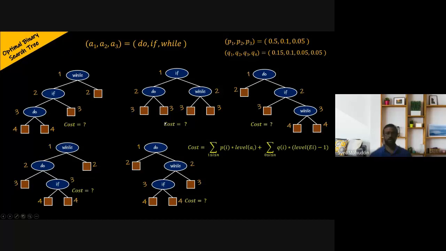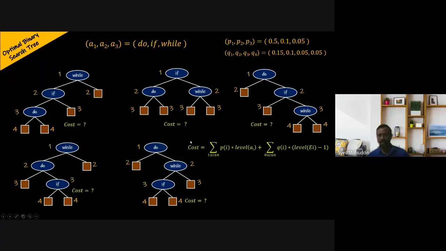Now, the same scenario we have, but with different probabilities. P1, P2, P3 are 0.15, 0.1 and 0.05 for the successful search for the 3 elements, do, if and while. And the probabilities for the unsuccessful search for the external nodes, Q1, Q2 till Q4, are 0.15, 0.1, 0.05, 0.05. You can see it's the same 3 elements and the same number of binary search trees, but the probabilities are different.